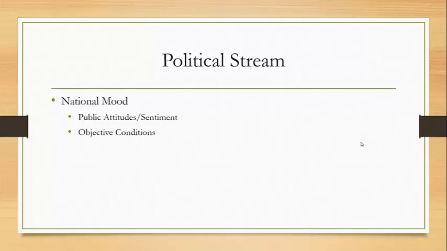The other thing that influences national mood, or public attitudes and sentiment, are objective conditions. In that case, the terrorist attacks on 9/11 created objective conditions that influenced public attitudes and sentiment. And so this creates an environment where policy is possible or not possible, right? So the Patriot Act passed very quickly because the national mood was in favor of security measures.